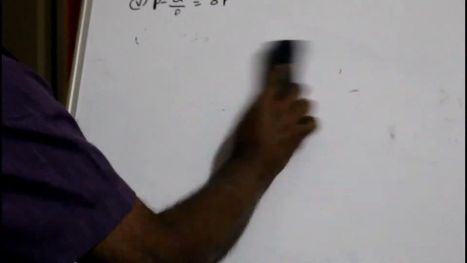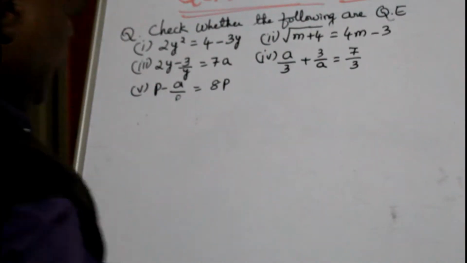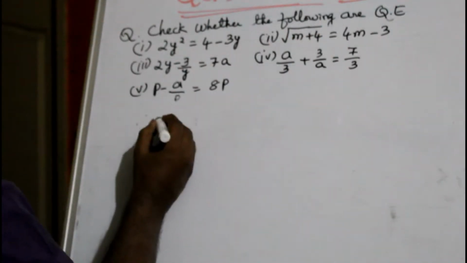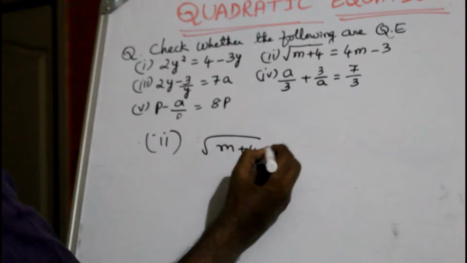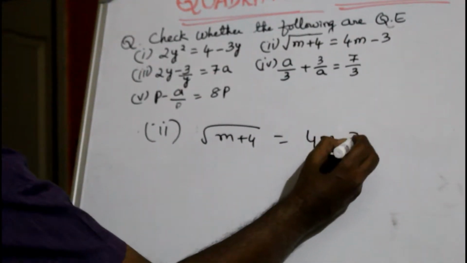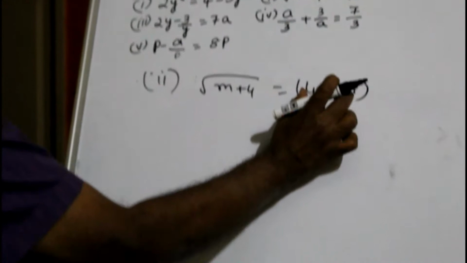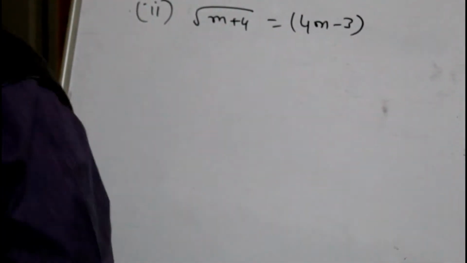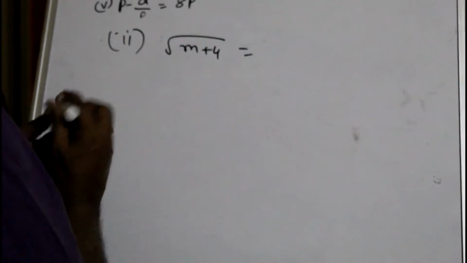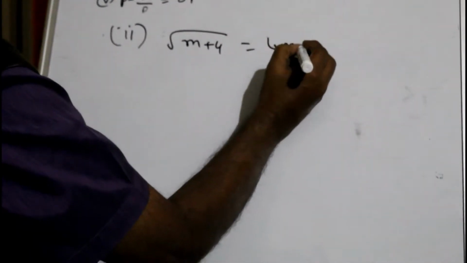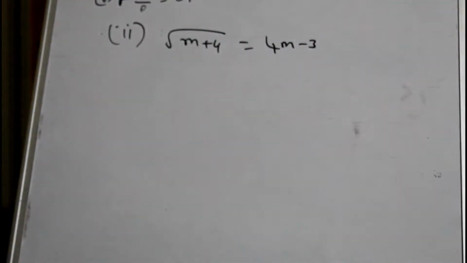We'll try the second sum. The second sum deals with a variable called m. Root of m plus 4 equal to 4m minus 3. Write the question first. Now look here. We have to check whether it's a quadratic equation in m.